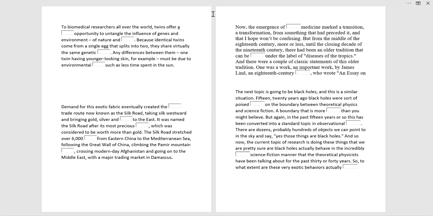The next topic is going to be black holes, and this is a similar situation. 15, 20 years ago, black holes were sort of poised precariously on the boundary between theoretical physics and science fiction, a boundary that is more porous than you might believe. But again, in the past 15 years or so, this has been converted into a standard topic in observational astronomy. There are dozens, probably hundreds of objects we can point to in the sky and say, yes, those things are black holes. And so now the current topic of research is, do these things that we are pretty sure are black holes actually behave in the incredibly bizarre science fiction-y manner that the theoretical physicists have been talking about for the past 30 or 40 years? And so to what extent are these very exotic behaviors actually manifested in real life?